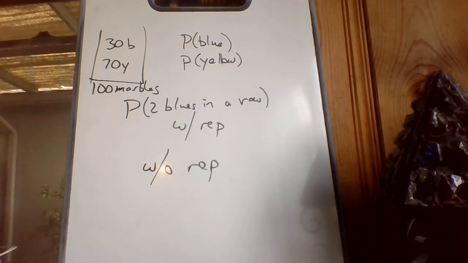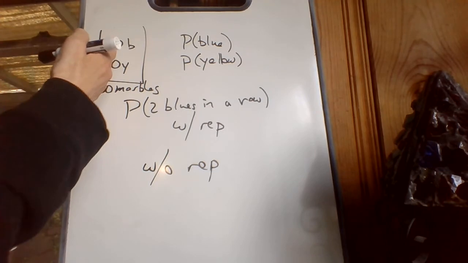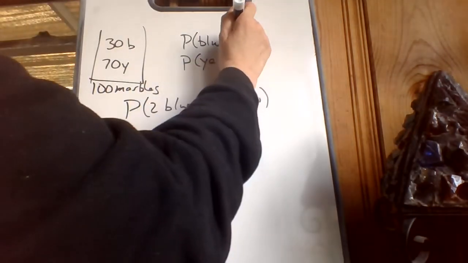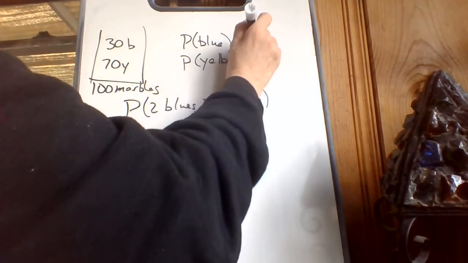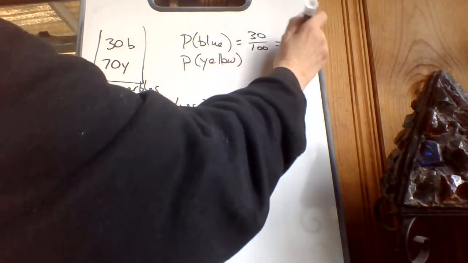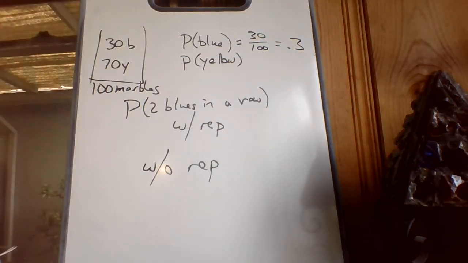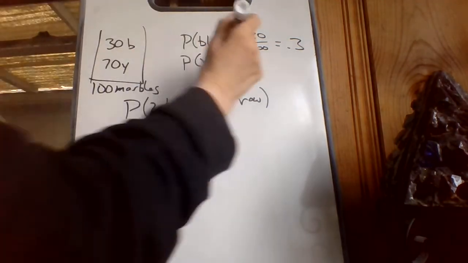Now, if I look away or close my eyes and reach into that bucket and pull one out, and open my hand, what's the probability that it's blue? Well, it was totally random chance, so 30 out of the 100. What's the probability that it's yellow? Okay, well, it was 70 out of 100 chance on that.